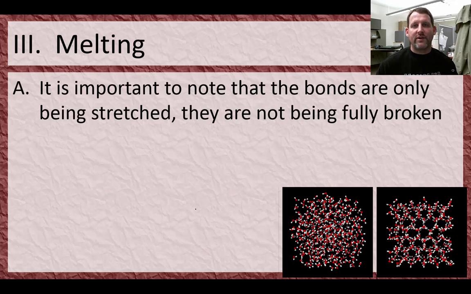Now, it's important to note that during the melting process, we're just stretching the bonds. They're not being fully broken. Sometimes you'll hear textbooks or other things say that you're breaking bonds when you melt. But in reality, what you're doing is just stretching those intermolecular forces. And that does convert energy from kinetic into chemical potential, but it doesn't fully break them.